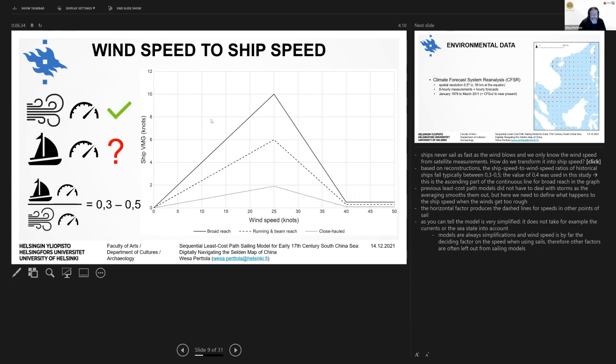As you can tell, the model is very simplified. It does not take, for example, the currents or the sea state into account. Models are always simplifications, and the wind speed is by far the deciding factor on the speed when using sails, and therefore other factors are often left out from sailing models.